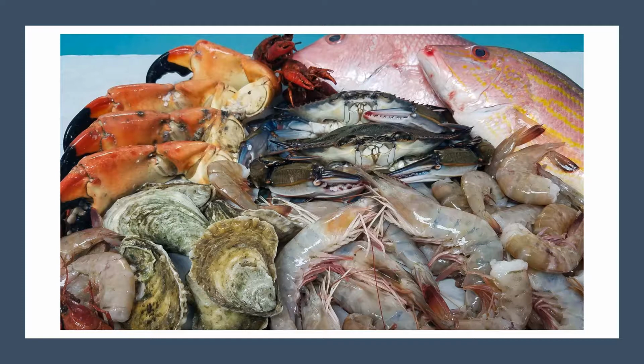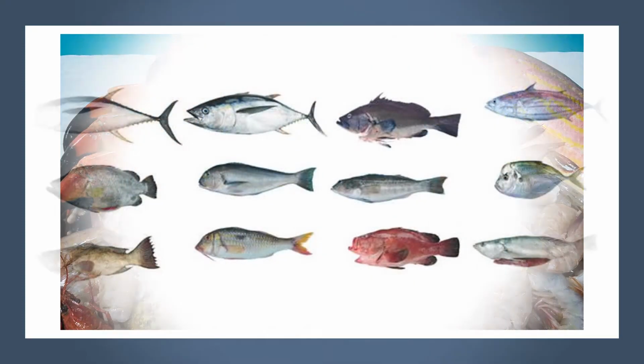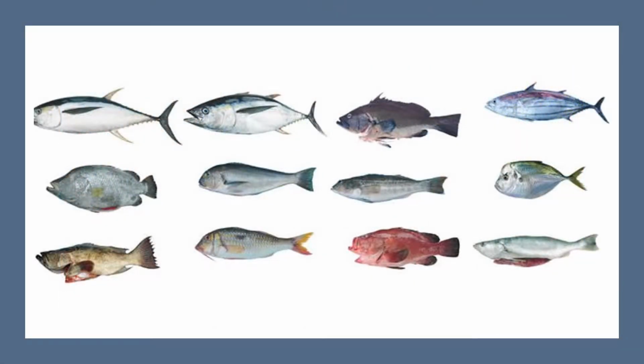I will talk about seafood, which is any form of sea life regarded as food by humans. First of all, fish. They are aquatic vertebrates that live in the water. Most of them live in the sea and ocean. There are two types of fish.